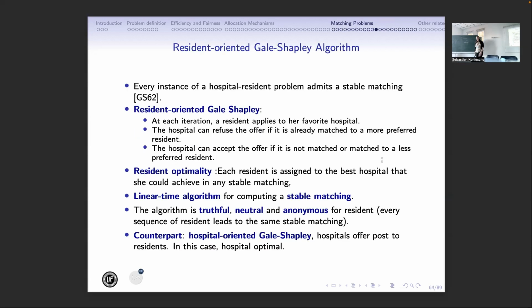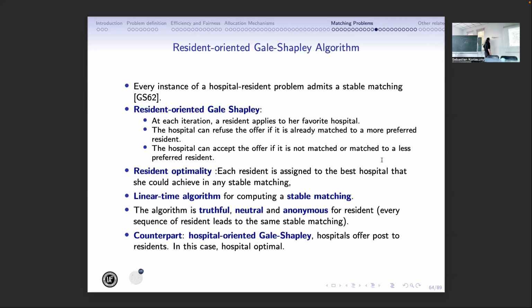And to solve this problem, most of the time we use the Gale-Shapley algorithm. Here I apply it for residents, so resident-oriented Gale-Shapley. In fact, Gale-Shapley shows that every instance of the resident-hospital problem admits a stable matching, and the algorithm allows for computing a stable matching.